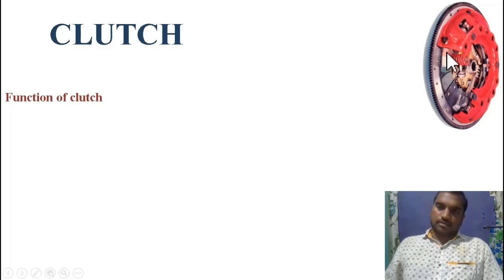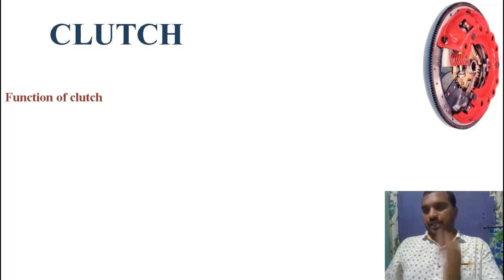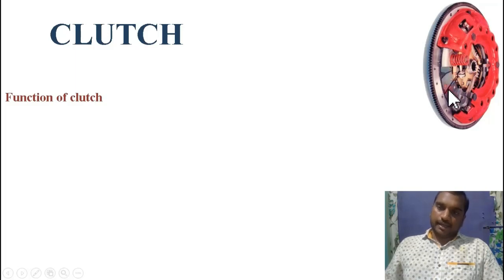After that pressure plate, you can observe one more plate, that is the clutch plate. The clutch plate is located in between the flywheel and the pressure plate. In between the clutch plate and the cover plate, the pressure plate is located, right? So this is the construction of the clutch.